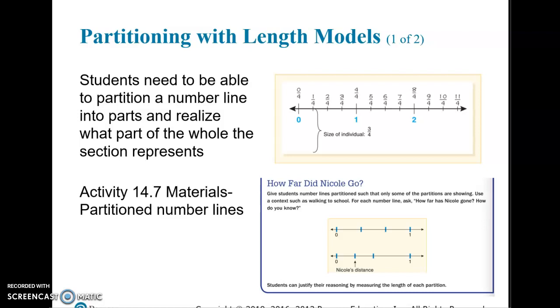4 common errors students make in working with number lines. 1. They use incorrect notations. 2. They change the unit whole. 3. They count tick marks rather than spaces between marks. And 4. They count the tick marks that appear without noticing missing ones.